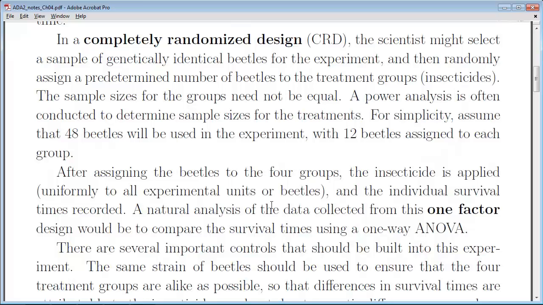A natural analysis of the data collected from this is a one-factor design, which is what we've seen last semester in Chapter 5, the analysis of variance. So the factors, or the groups, are the different insecticides, and the survival time is the continuous response variable.